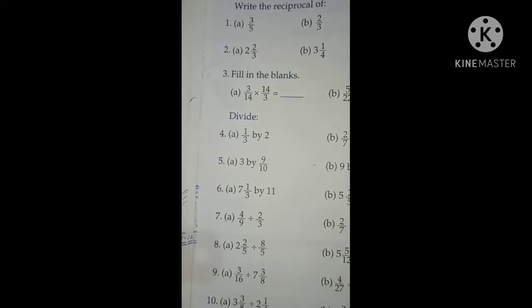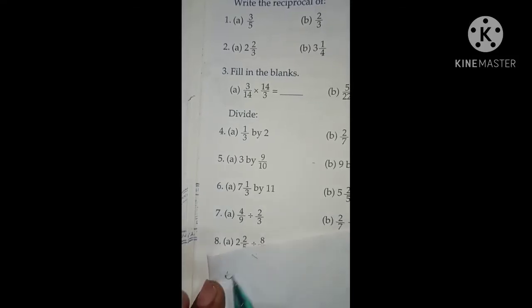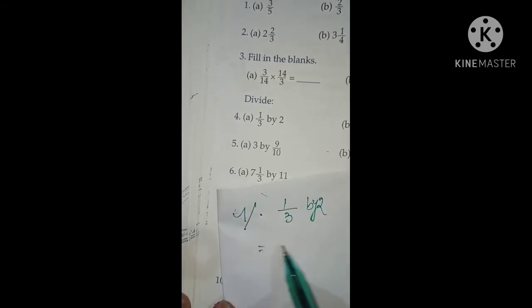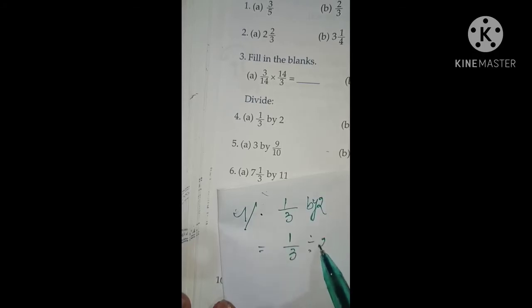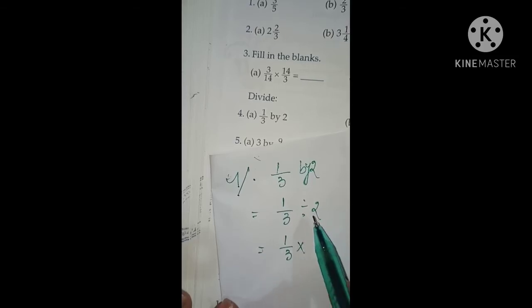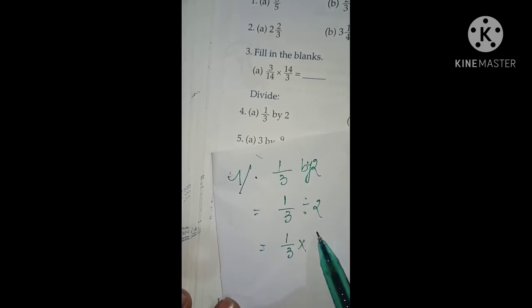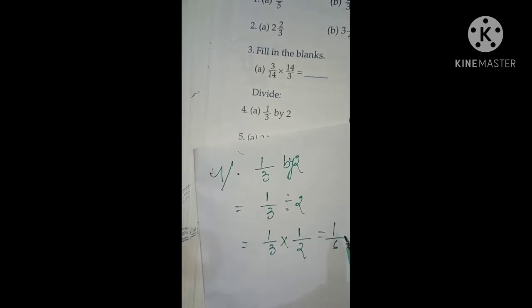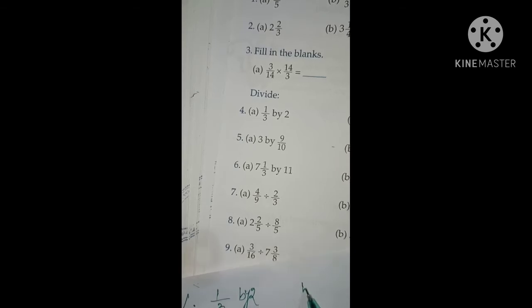Let me do one question, then you will solve the rest. The first one is question number 4, 1 by 3 divided by 2. So you should write this as 1 by 3 divided by 2. This division you can also write in the form of multiplication with the reciprocal of this number. Whenever you change that sign, you write the reciprocal of the other number. So this one will be 1 by 2. So now this one will be 1 by 6.